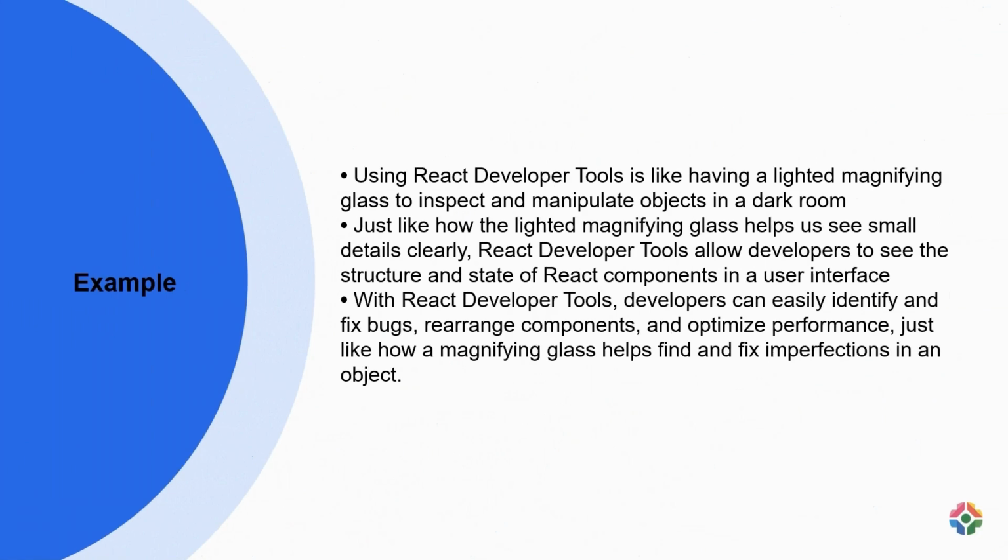Using React Developer Tools is like having a lighted magnifying glass to inspect and manipulate objects in a dark room. Just like how the lighted magnifying glass helps us see small details clearly, React Developer Tools allow developers to see the structure and state of React components in a user interface. With React Developer Tools, developers can easily identify and fix bugs, rearrange components, and optimize performance, just like how a magnifying glass helps find and fix imperfections in an object.